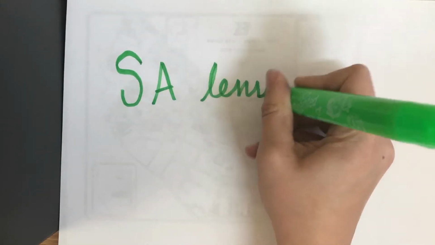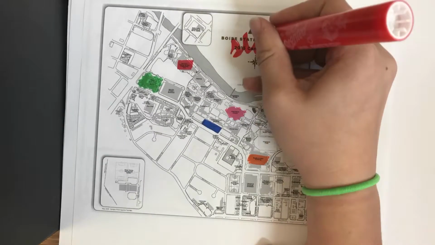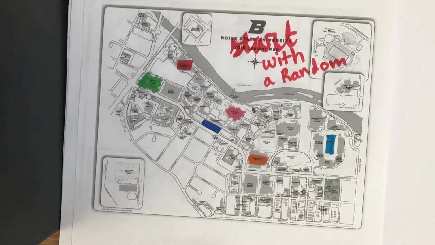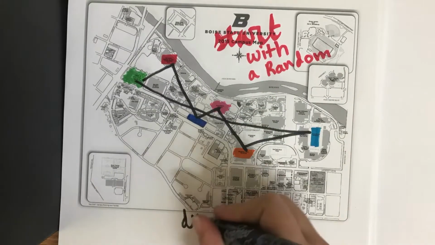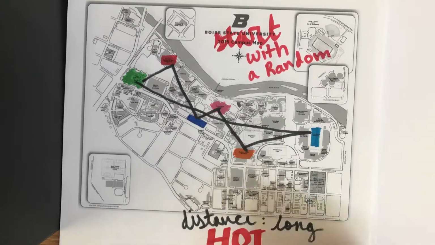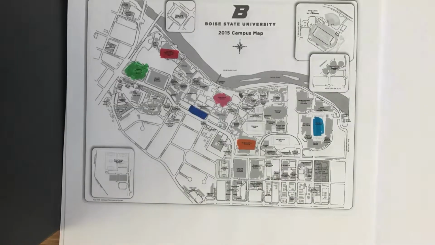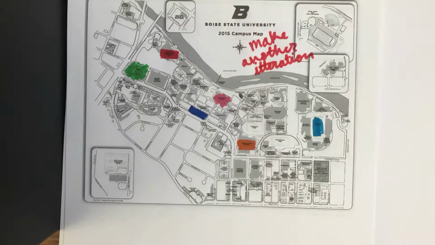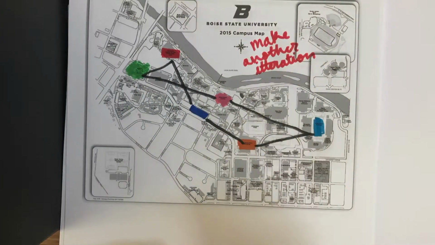The next method is called the SA temperature method, which basically is a way to organize the randomized method. You start with a randomized pathway, and then, depending on its length, you assign it a temperature. A hot temperature means it's long, a room temperature means it's medium, and a cold temperature means it's short. In this case, since it is a longer pathway, it is considered hot. You then continue to make different pathways and compare them based on their temperature. Your coldest one is your shortest one and the one you should keep.